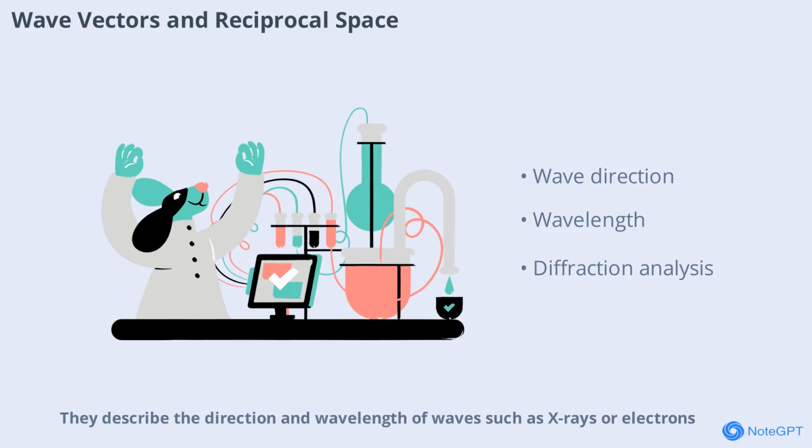Wave vectors are a key concept in reciprocal space. They describe the direction and wavelength of waves such as X-rays or electrons as they interact with a crystal. In reciprocal space, these vectors help us visualize how waves are diffracted and how energy is transferred within the material. Understanding wave vectors is crucial for interpreting experimental results and for designing new materials with specific properties.